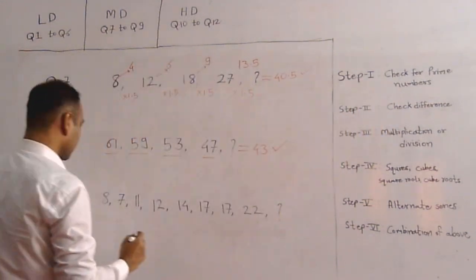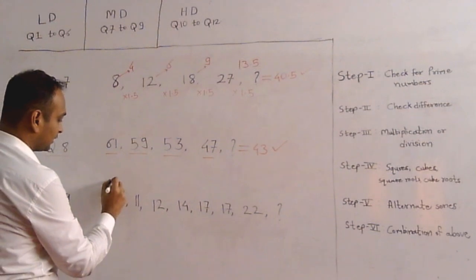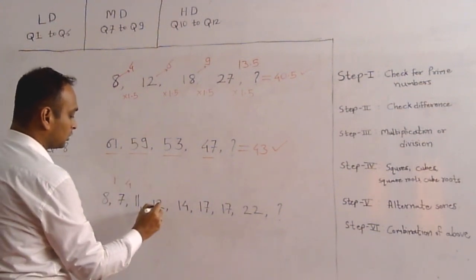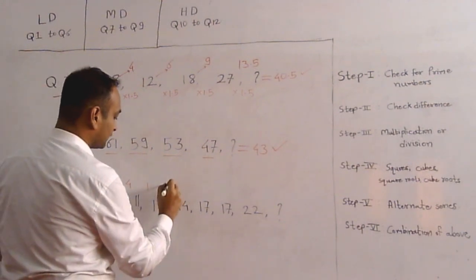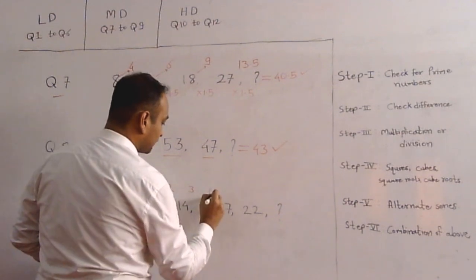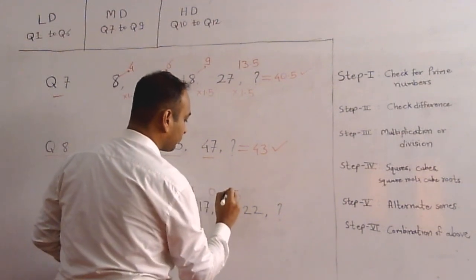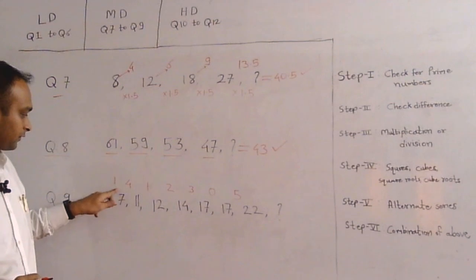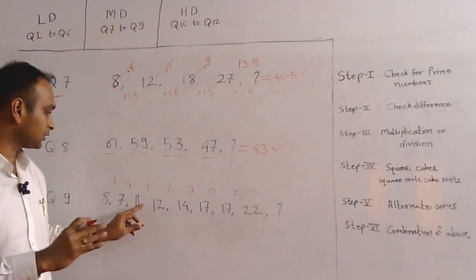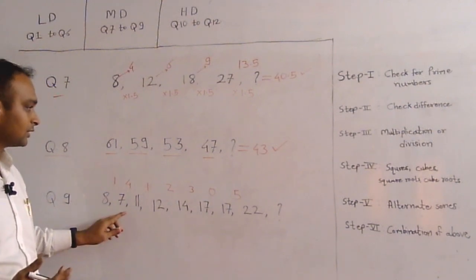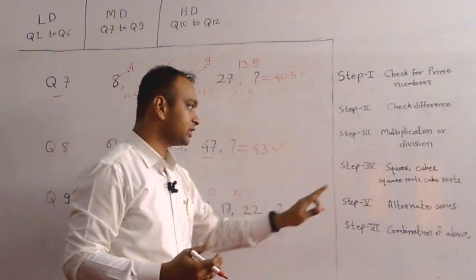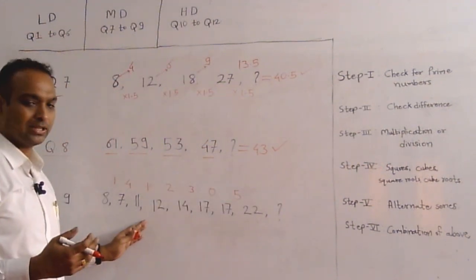Check for differences. If you check here the differences, the difference is 1. Here 1. Then here we have difference 4. Then again 1. The difference is here 2. Here the difference is 3. Here the difference is 0, and here difference is 5. If you check the differences 1, 4, 1, 2, 3, 0, 5, no logic. There is no logic in these differences. So this may not be the logic for this problem. Multiplication division also doesn't seem to fit here.